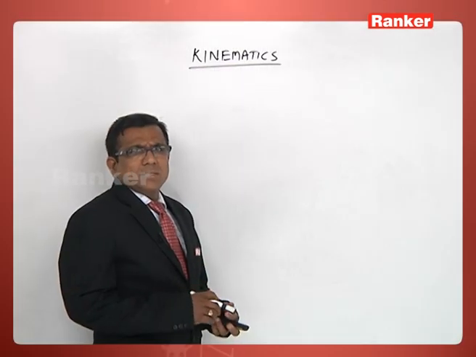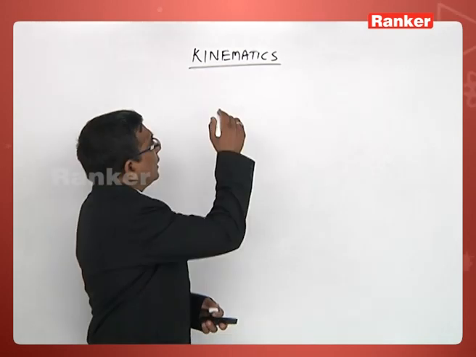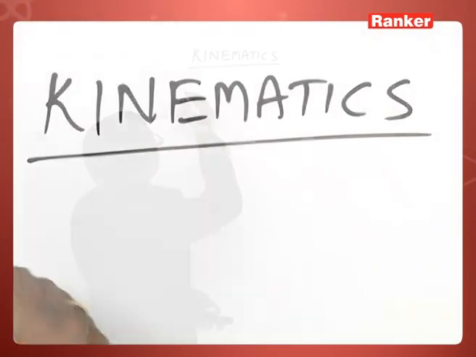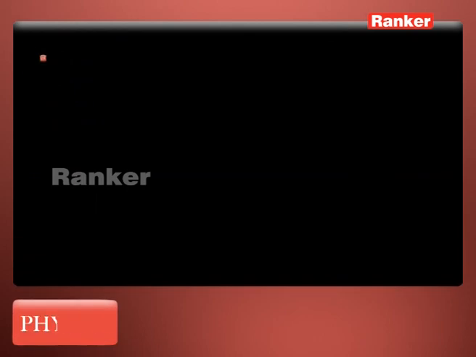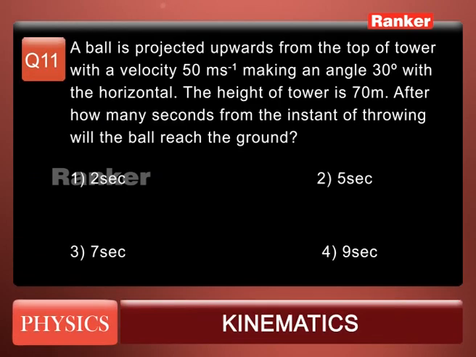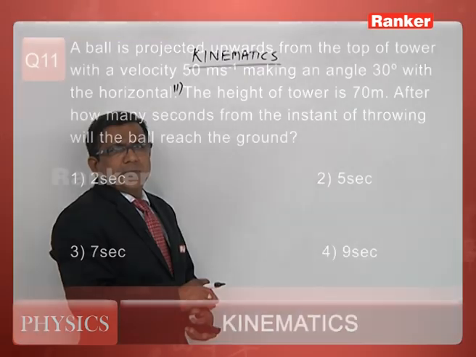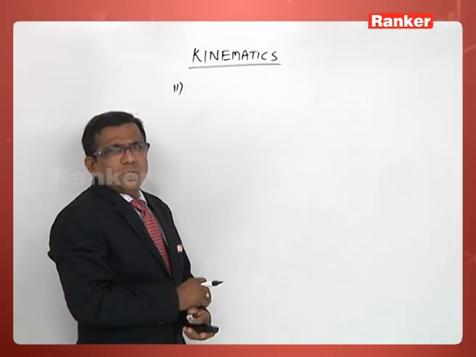Now, let us discuss the next problem, that is problem number 11. A ball is projected upwards from the top of a tower with a velocity 50 meters per second, making an angle 30 degrees with the horizontal. The height of the tower is 70 meter. After how many seconds from the instant of throwing will the ball reach the ground? It is also a two-dimensional problem based on projectile.